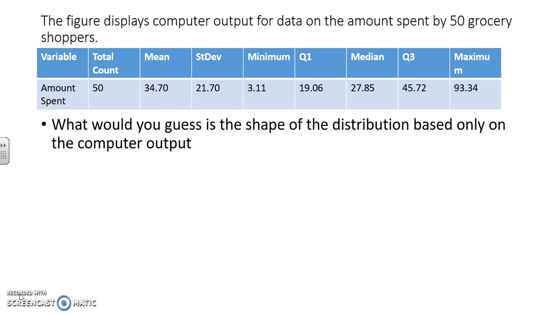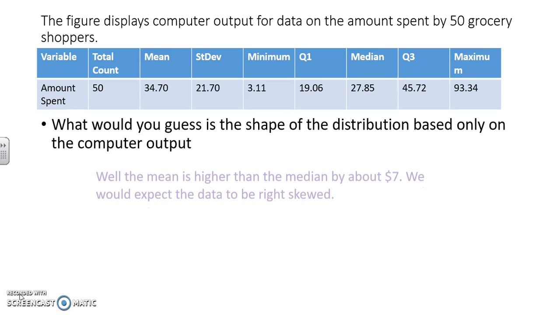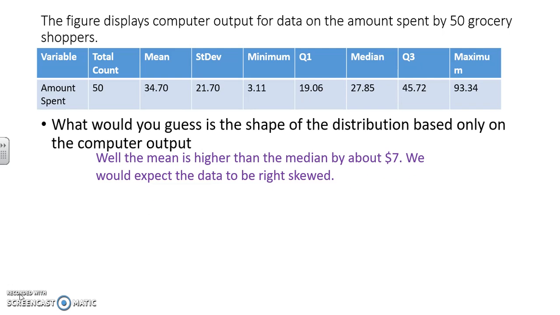Okay, well, we talked a bit about this before. When our median and mean are exactly the same, we expect them to be symmetric. However, if I look at this, my mean is higher than my median. And I know that if my mean is higher, there's some value pulling my mean up towards the right. So we would expect the shape of this data to be right skewed.